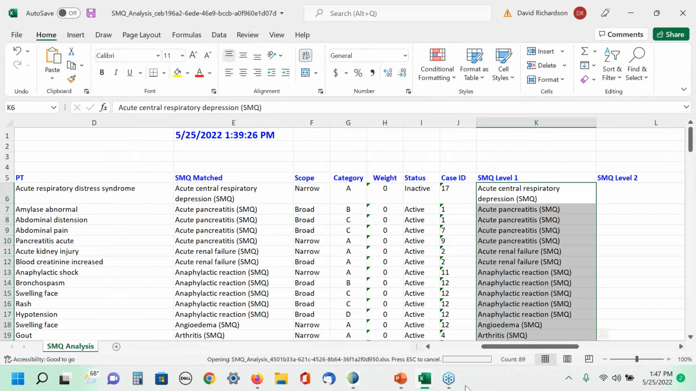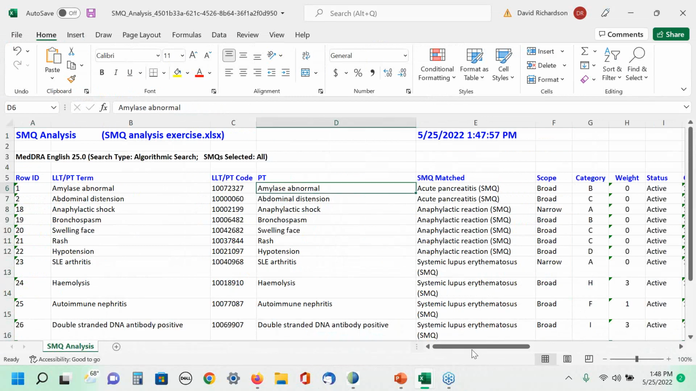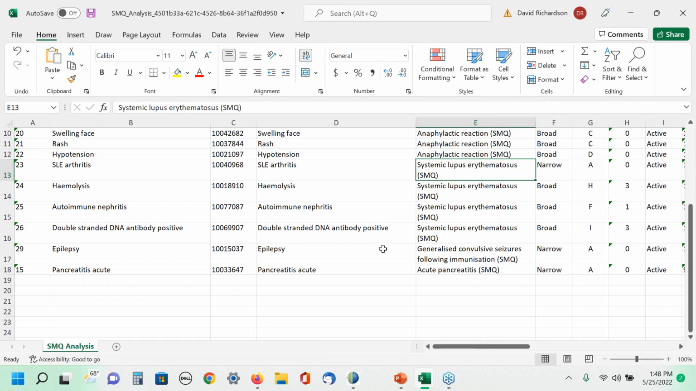So now this is an algorithmic search. And now look at what happens. I get more output. What is this telling me? It's telling me I run the data again at this particular time, and I use the algorithmic search. Now, I show you this to show you something that should be very worrisome to you. Again, we look at what was matched, and we see, again, acute pancreatitis and anaphylactic reaction, which we saw in the broad search strategy. But I want you to pay attention to right here, systemic lupus erythematosus.